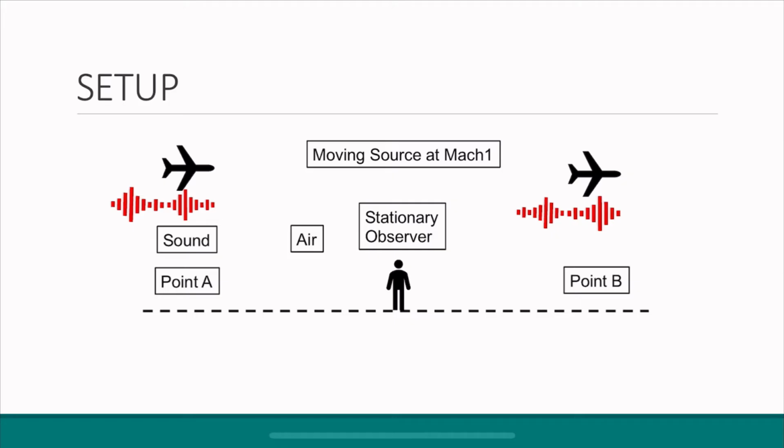This is the first setup. An observer, a human, is standing stationary on the ground, and there is an airplane coming from point A and going towards point B. We'll analyze what's going on here. The airplane is moving exactly at the speed of sound, so it's moving at Mach 1, and the medium of interest is air.